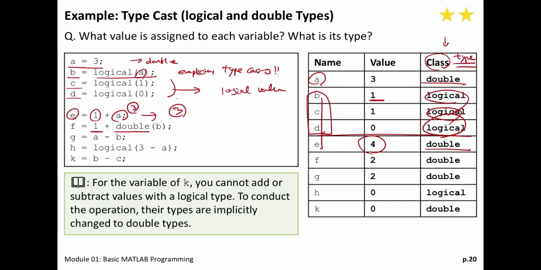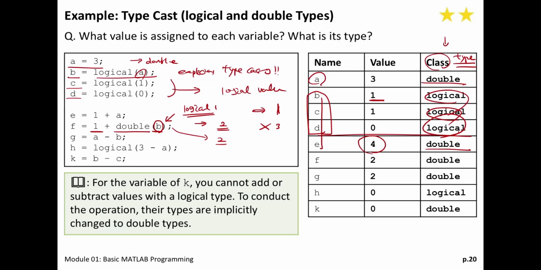1 double B. Okay, so this is the confusing part. What happened to this one? This one becomes a 2. Why? For B, you already converted the numeric value to the logical value. So inside of B, there's the logical 1. If you convert the logical 1 to double, that becomes a 1, not 3. Okay, so that's why this becomes a 2. Make sense?